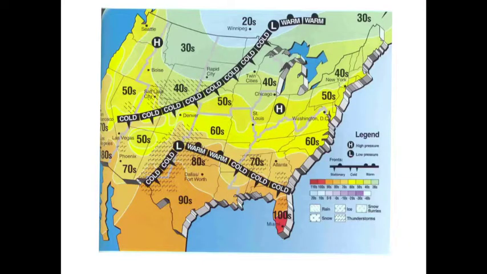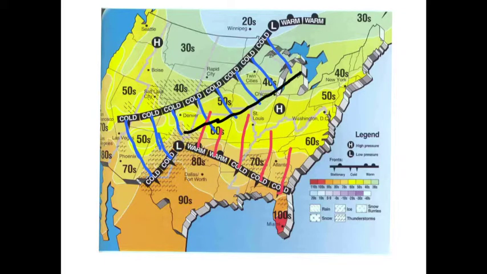This is an image of a front map. A cold front happens when a cold air mass pushes a warm air mass. A warm front happens when a warm air mass stretches over a cold air mass. The black equals a front.